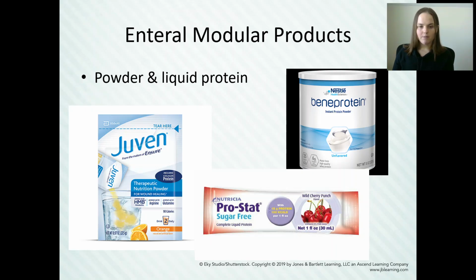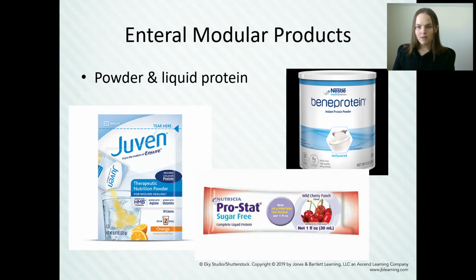So there are several different products out there that provide additional protein that can be put into a feeding tube. So there's Juven, and you can see on the label there that Juven has arginine and glutamine. It's often used for wound healing. We'll talk about the research later, but that product is used for protein. Binaprotein is a protein powder that's commonly used for tube feeds. And then Prostat, there's a ton of different ones. Prostat is just the picture I grabbed, but Prostat is a liquid protein that can be used as well.